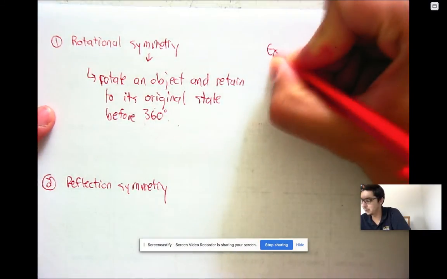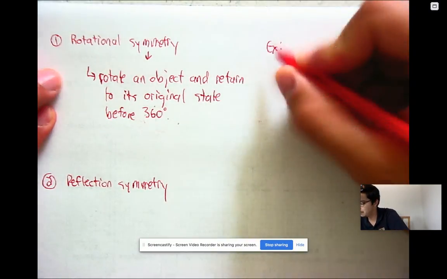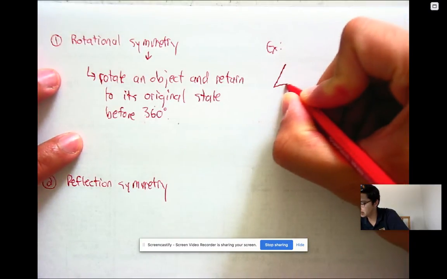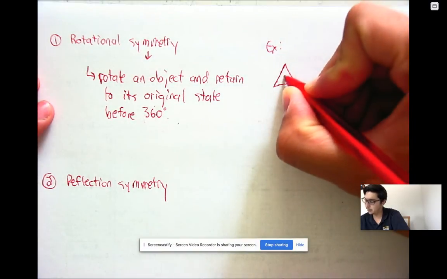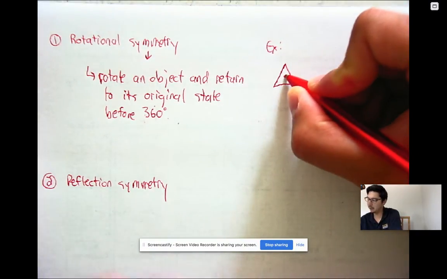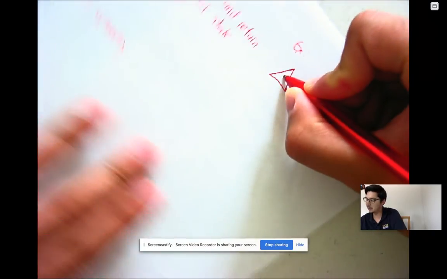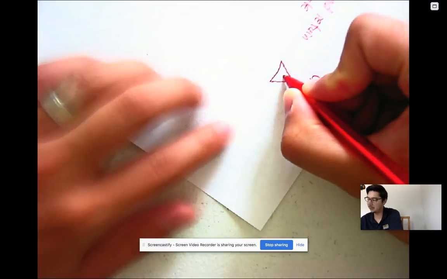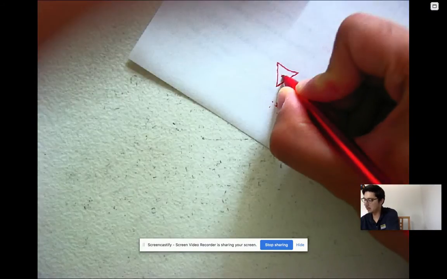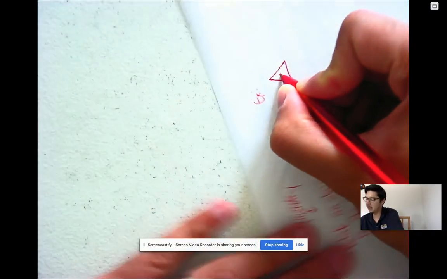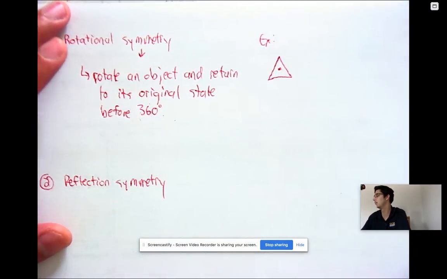Some examples, and you can't use these examples when you look some up yourself. Maybe look up some brand names. But say you look at a triangle like so. If I rotate this triangle about the middle point here, so if I held this point still and rotated this paper, I would be back where I started, right there. I'm back where that triangle looks the same. One more time, it looks the same at that point. And then lastly, it'd be back at 360 degrees, back in the state it was in.